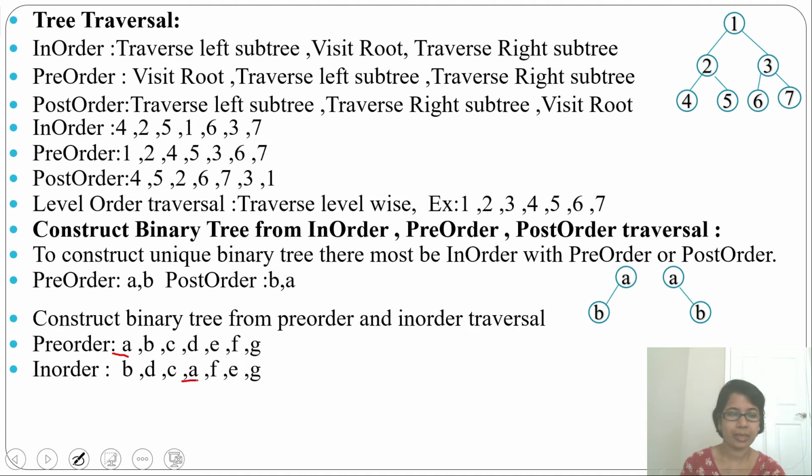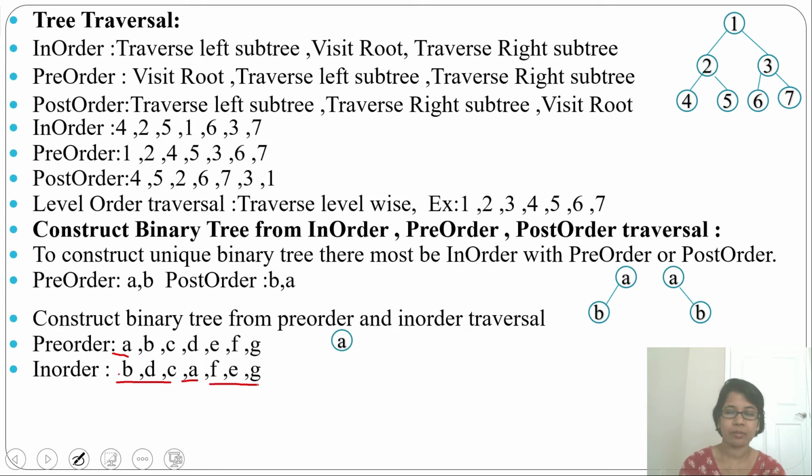From this, you can be sure that A is the root. So now just construct A. Now what will be the left subtree and the right subtree? Before A, what is given is the left subtree, like BDC, and FEG will be the right subtree.